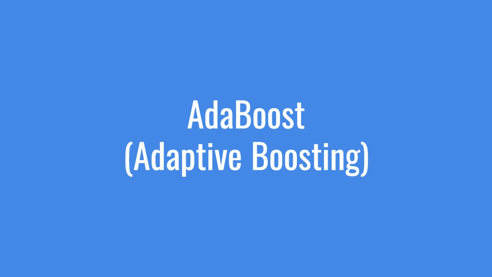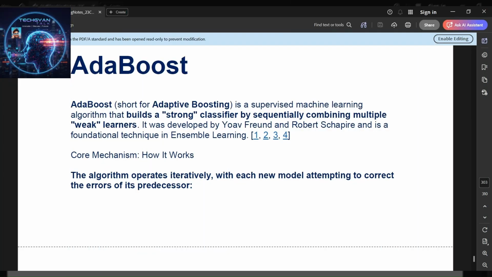Hello, good day. Today's topic is AdaBoost from machine learning techniques. So, what is AdaBoost? AdaBoost is short for adaptive boosting. It's a supervised machine learning algorithm that builds a strong classifier by sequentially combining multiple weak learners. It was developed by Yoav Freund and Robert Schapire, and is a foundational technique in ensemble learning.